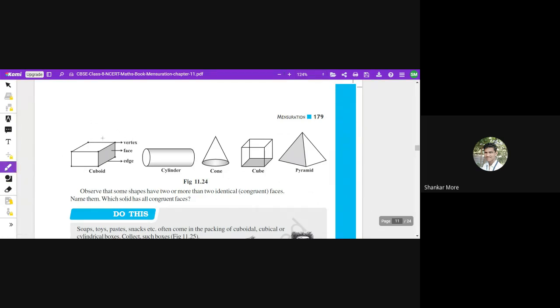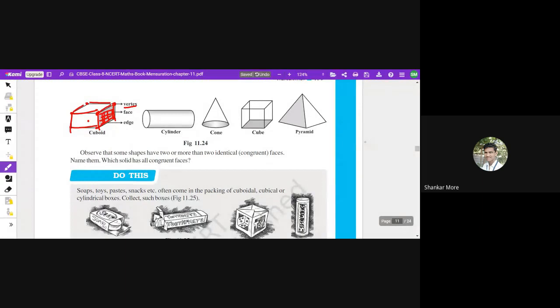If you observe this cuboid, you have three parameters here. First one is vertex. So these are the vertices, and there will be one here on that side as well. A single one is called a vertex. This complete portion is a face, right? And these are the edges. So observe that some shapes have two or more than two identical congruent faces.